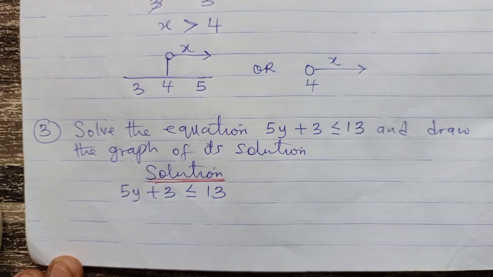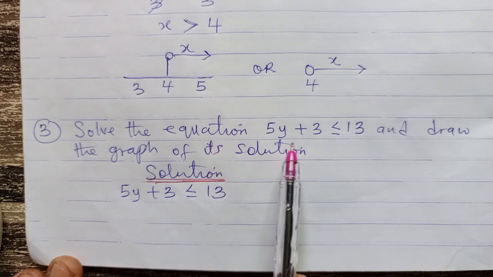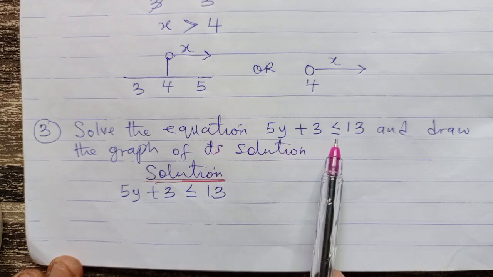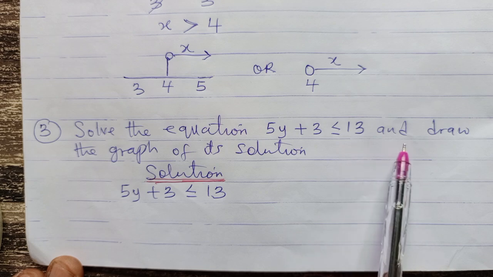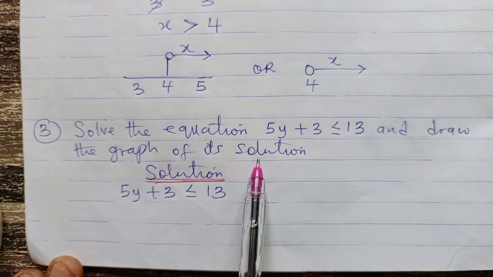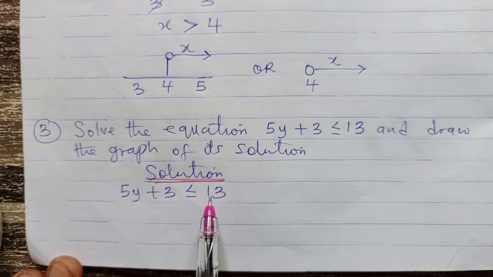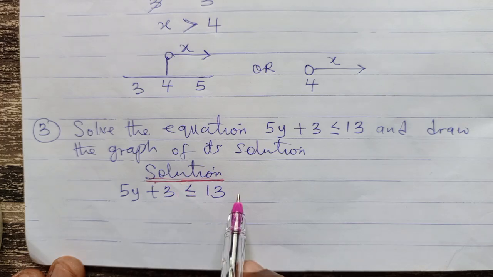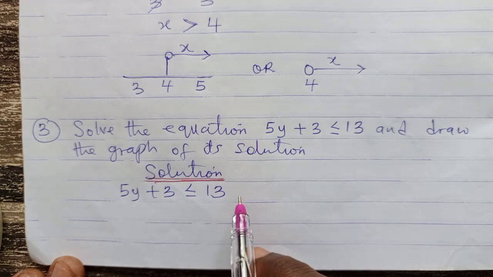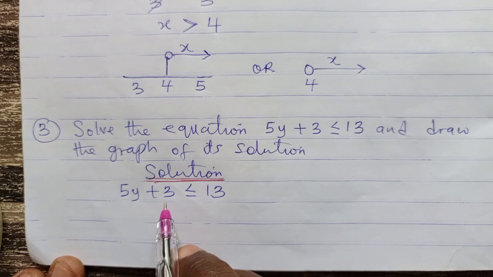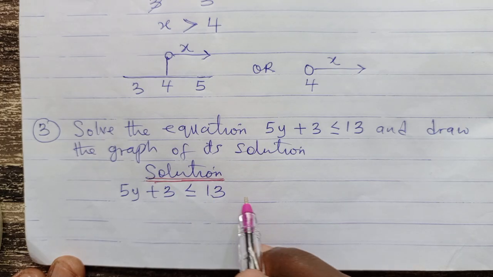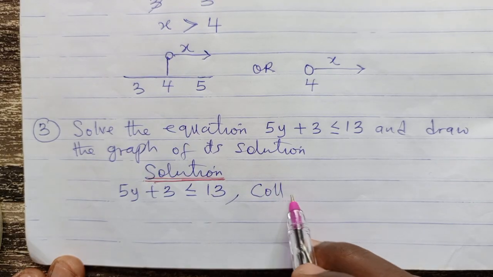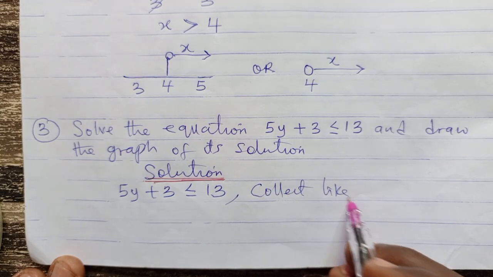So the third question we have: solve the inequality 5y plus 3 is less than or equal to 13. And then you draw the graph of the solution. So this is the question. So the first thing to do is to collect like terms so that my plus 3 will cross over to the other side. Or you can write remove 3 from both sides. That's another way to eliminate this plus 3. So you can write collect like terms.